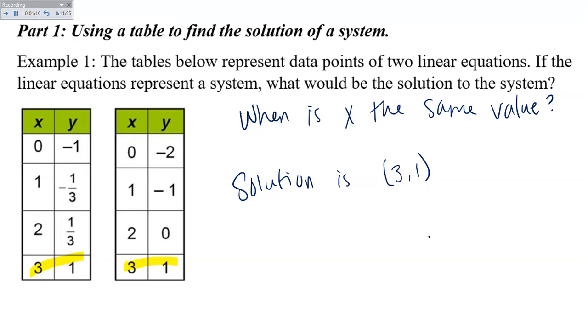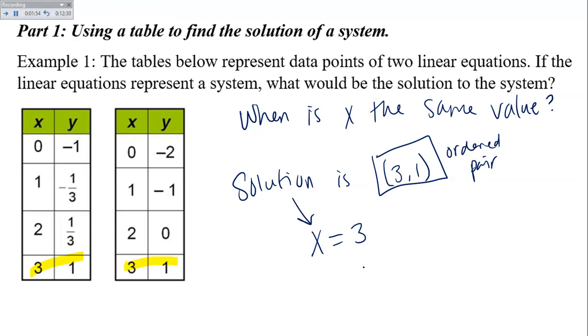Now, if there's no point where the x value is the same, at no point, if that's the case, then that means that there's no solution, right? But clearly there is here, so therefore we don't have no solution. Solution is 3, 1, okay? Now, typically when you write the solution, you would just write x equals 3. And that's because I can look and see that they're the same. So this is the ordered pair. And this is more of your solution.